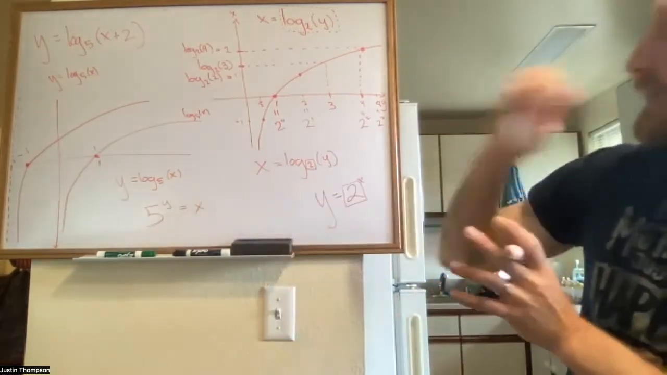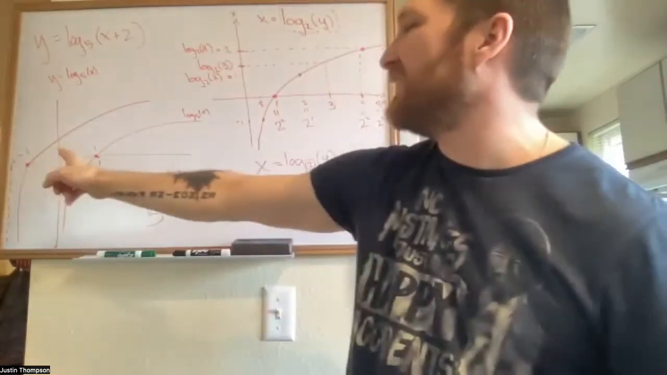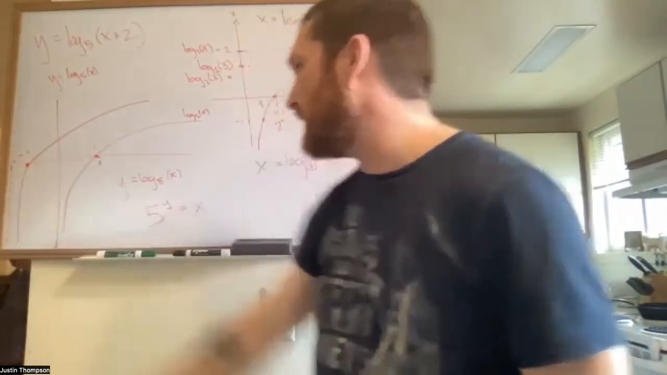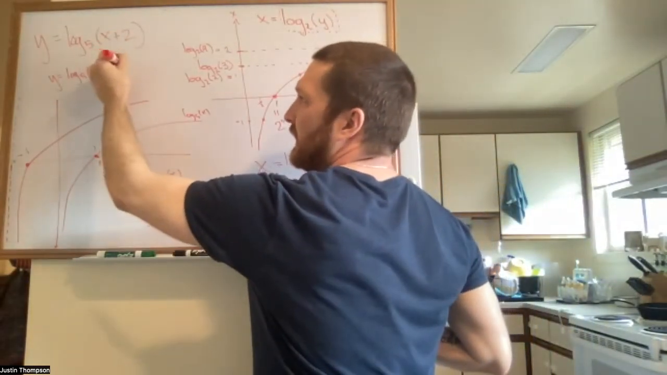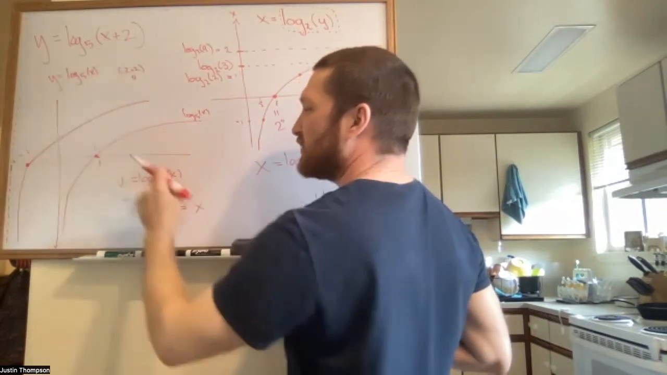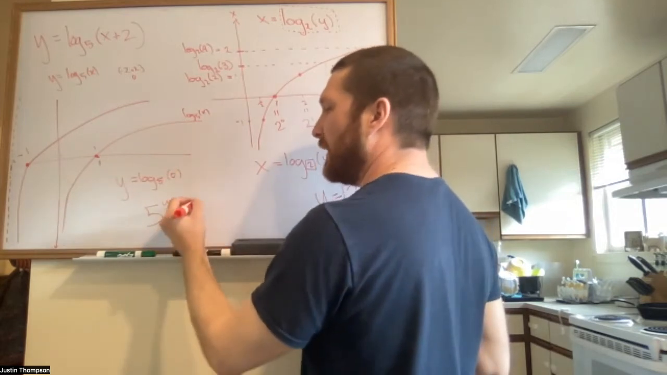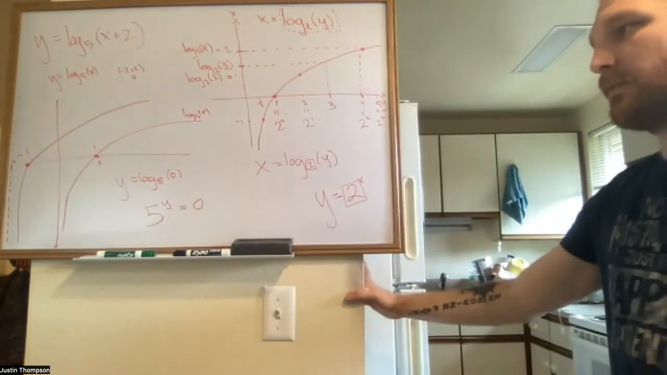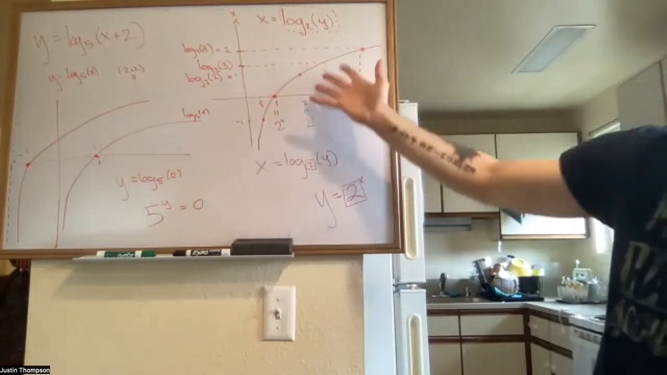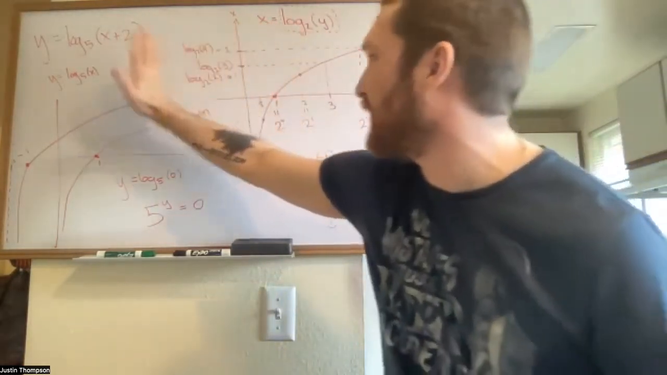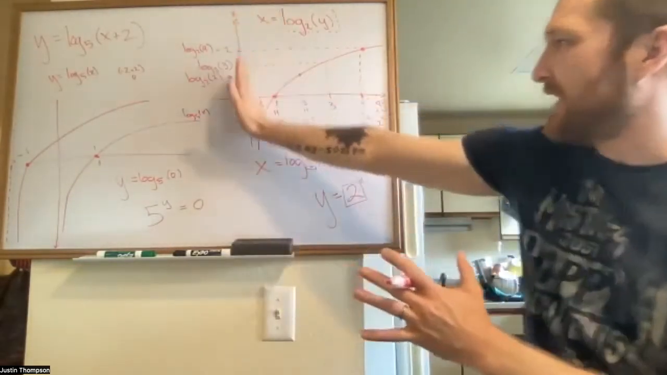And if you say, well, if it's less than negative 2, even if it is negative 2, then you plug the negative 2 into there. You got negative 2 plus 2 is 0. And so now you're trying to plug a 0 into here. And so you're saying 5 to what power gives you an output of 0? It doesn't. That's why it never goes over on this side. It doesn't make any sense. And so that's why the asymptote is where it is.